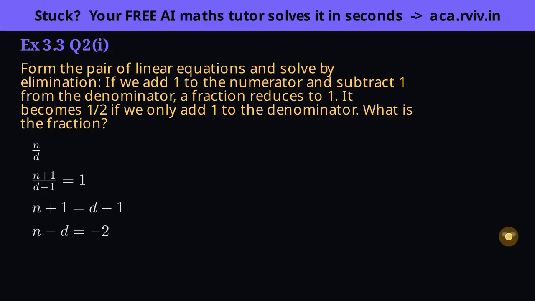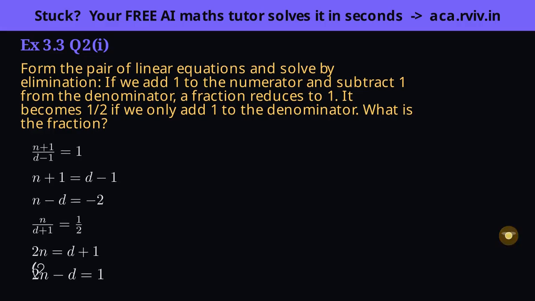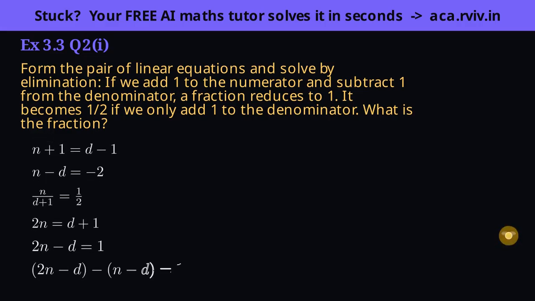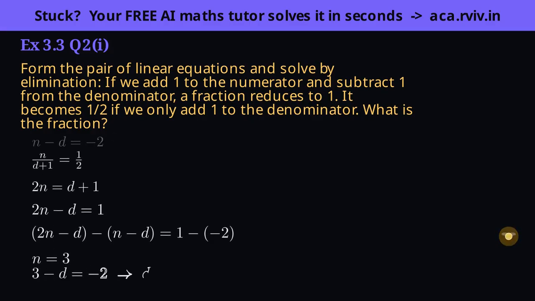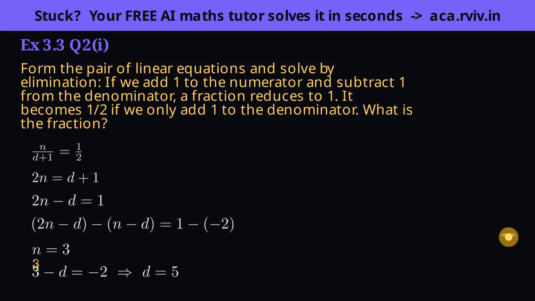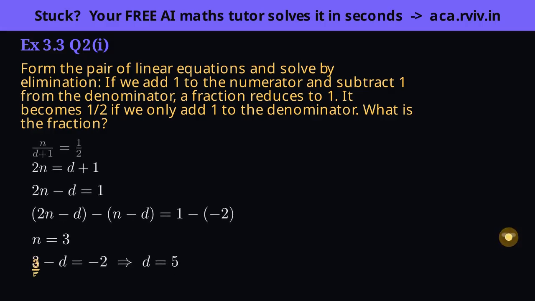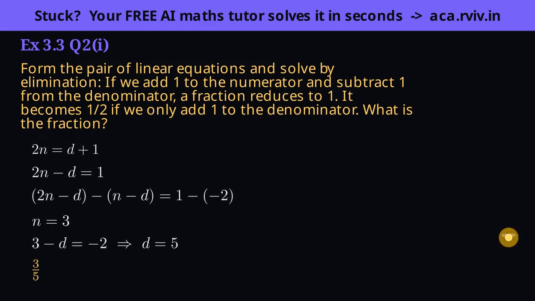Tidy. Second condition equals 1/2. Cross-multiply. Tidy. Subtract the first tidy equation to eliminate d. Simplify and solve. Back substitute for d. Insight: reduces to 1 just means numerator equals denominator. Reading the ratio right is the key step.